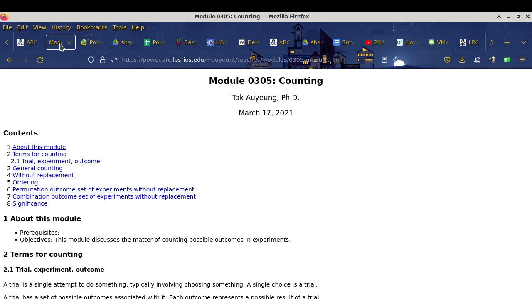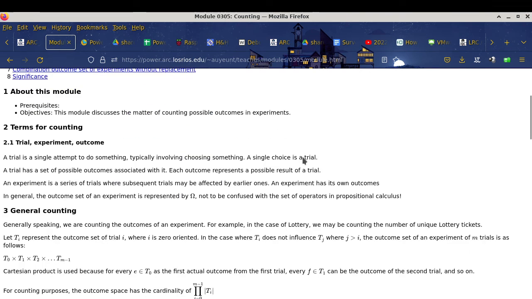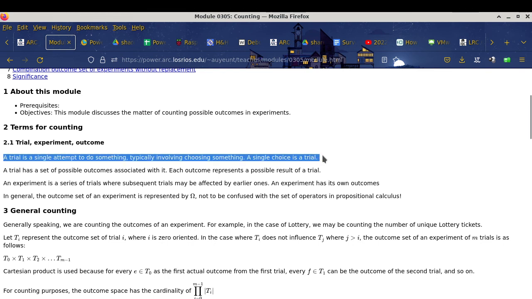All right, so first things first, we're going to go over some terms. The first term is what we call a trial. A trial is a single attempt to do something, typically involving choosing something. A single choice is a trial. I'm going to pause here and use examples to illustrate what a trial is in some real, actual activities.